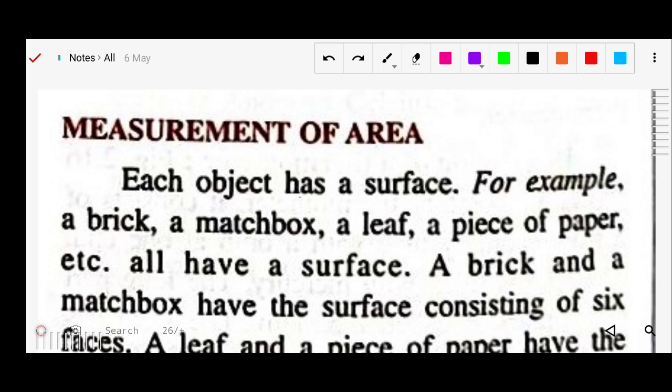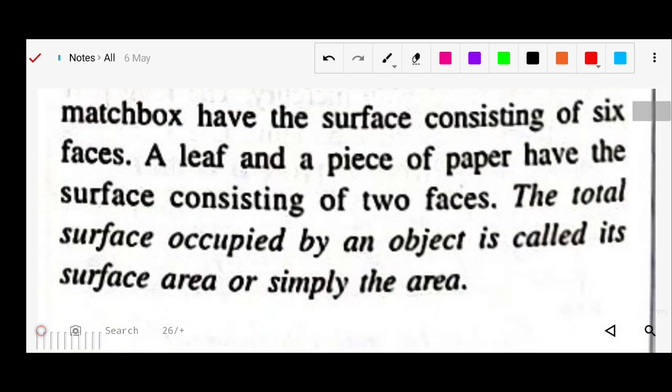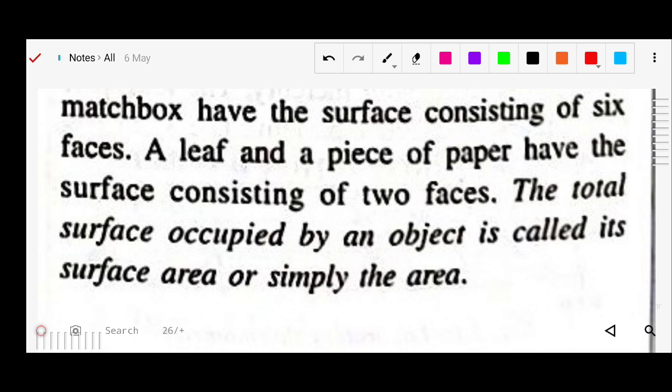Each object has a surface. As you can see, these are the surfaces of this object. For example, a brick, a matchbox, a leaf, a piece of paper, etc. all have a surface. A brick and a matchbox have a surface consisting of 6 faces. A leaf and a piece of paper have a surface consisting of 2 faces. The total surface occupied by an object is called surface area, or simply we can say the area.